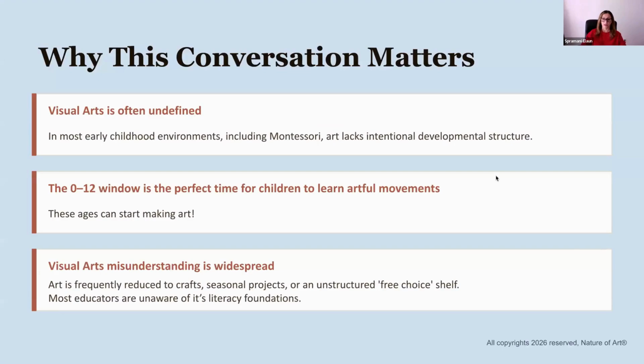All right. So I want to talk a little bit about why this conversation matters. A lot of people don't realize how important visual arts is, and I just want to cover a couple of reasons first. Visual arts is often underdefined, and in most early childhood environments, including Montessori, art lacks intentional developmental structure. A lot of teachers and schools don't realize that you can actually teach sequenced art lessons and have some curriculum structure around it. The 0 to 12 window is the perfect time to start teaching art movements. These are the perfect ages.